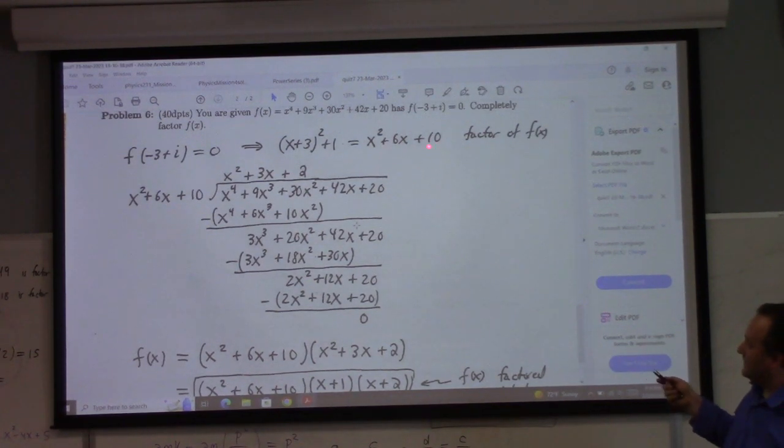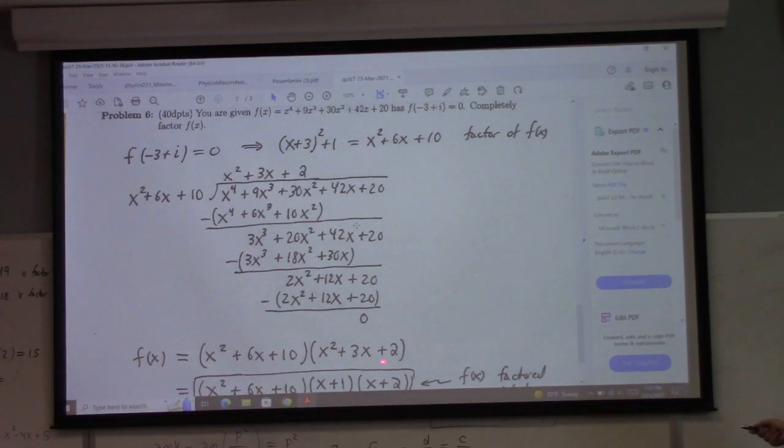And x squared plus 6x plus 10 does factor into this with the remainder 0, as you can see here. So I do x squared plus 3x plus 2. These are the details. And so that factors out x squared plus 3x plus 2 times this prime factor. And then you guys know how to factor that, right? This is x plus 1 times x plus 2.